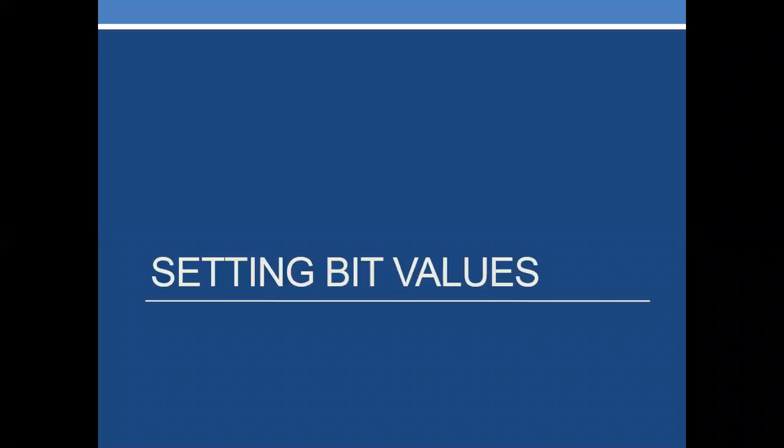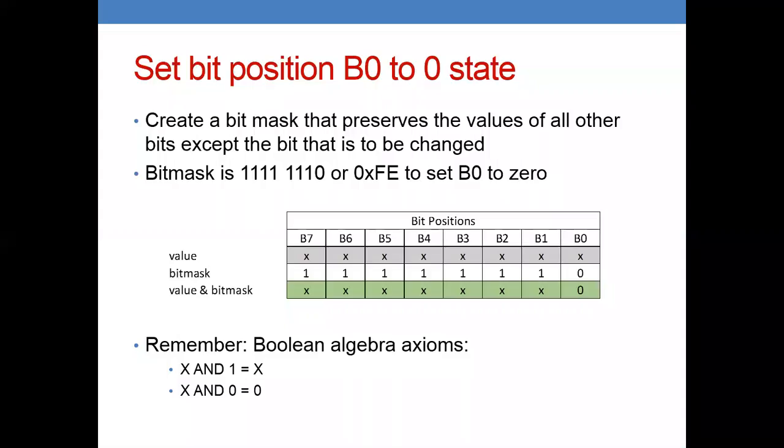Now we'll look at how to set bit values in our final tutorial on working with bitwise operators. We want to go ahead now and set bit position B0 to the 0 state. So here's our layout with all the bit positions. Once again, we're working with an 8-bit number, but this will work for any size number. 8-bit is our simplest example.